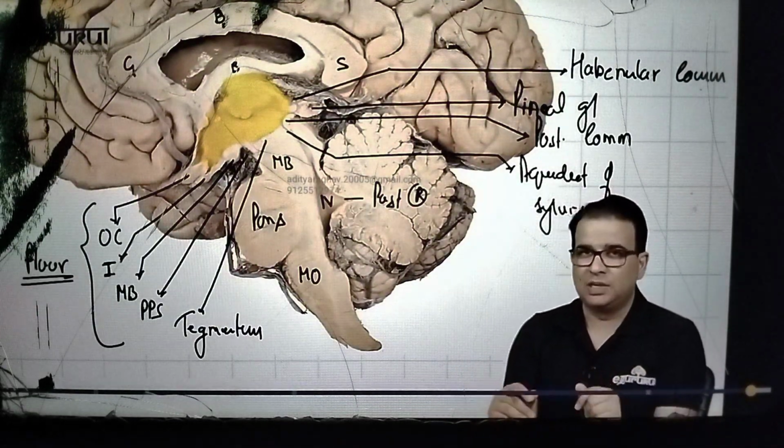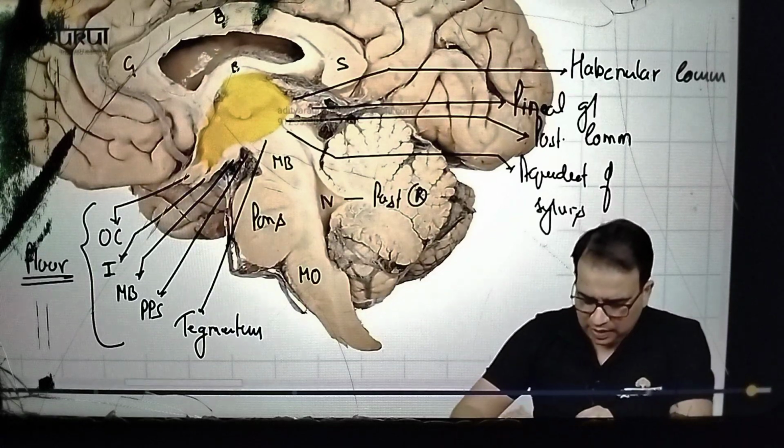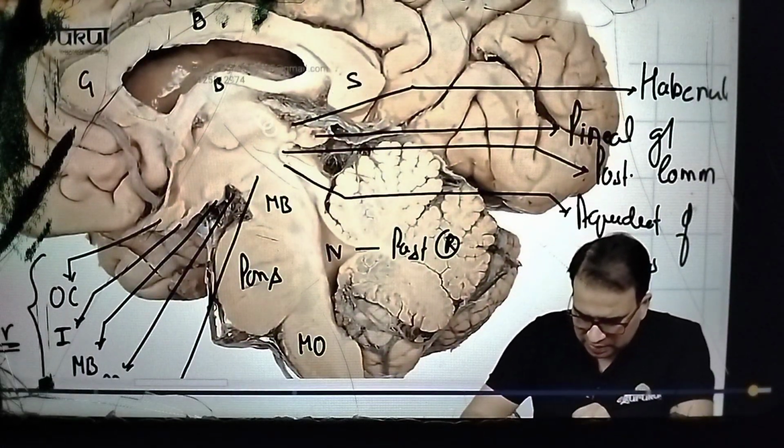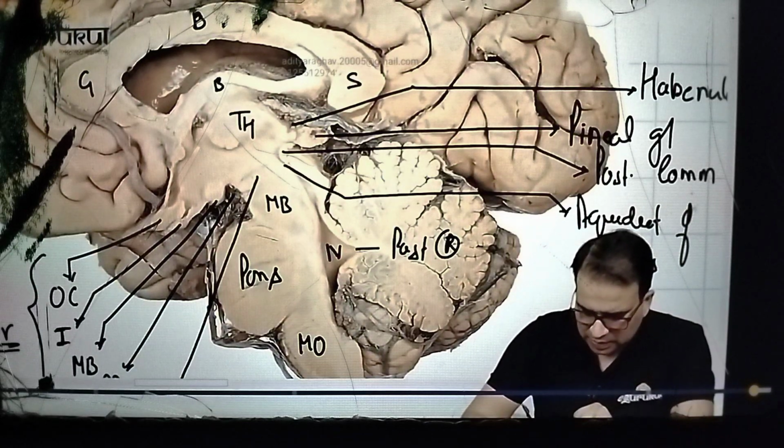There is no third nerve in the floor of the third ventricle. So that is there in the floor here. Whereas the lateral wall, if I enlarge it for you, this elevation here is actually the thalamus, and this below is the hypothalamus. There is a sulcus also in between.